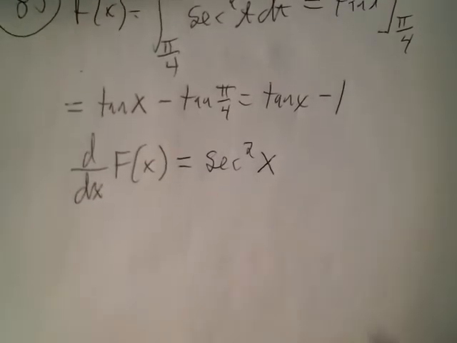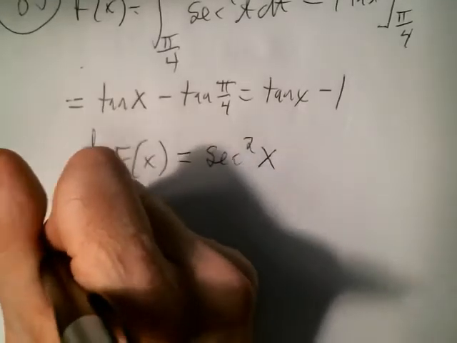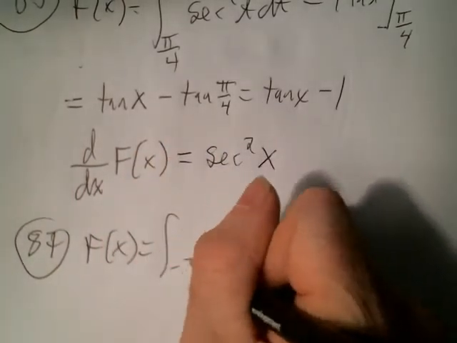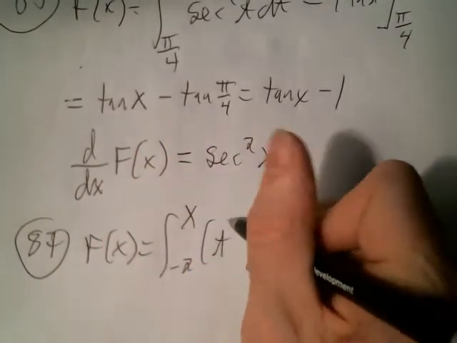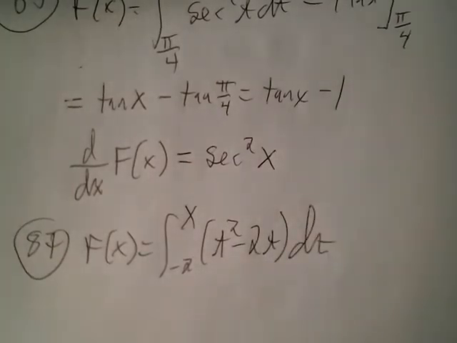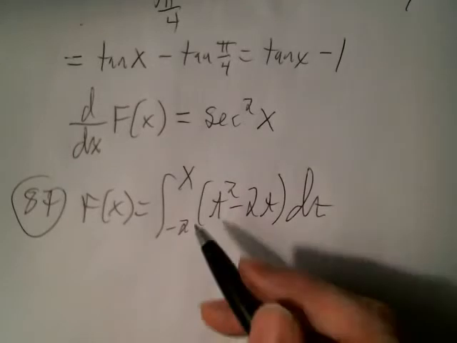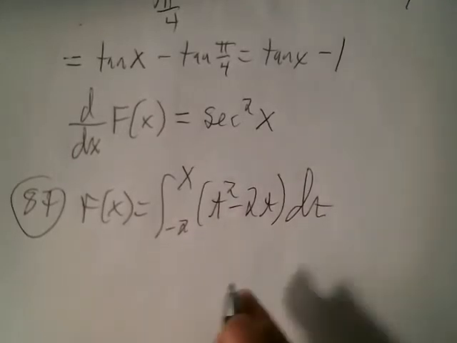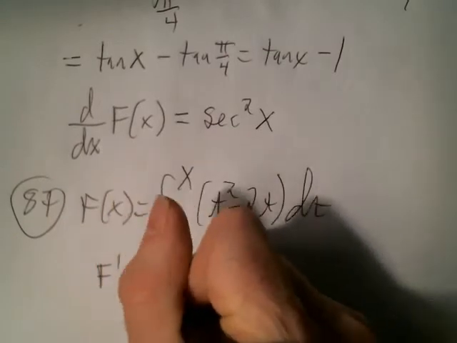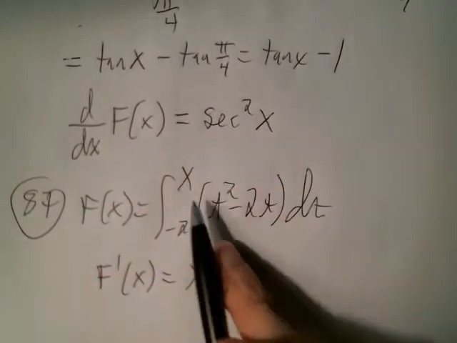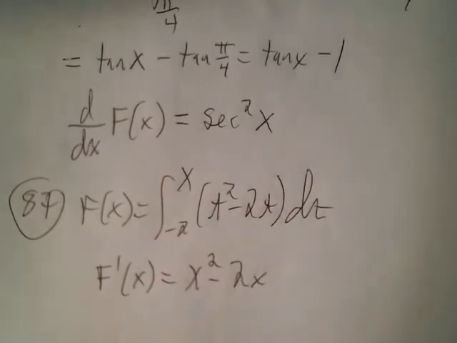Let's try another one. So 87, big F of x equals the integral from -2 to x of t squared minus 2t. And we want to use the second fundamental theorem of calculus to find the derivative of this function. So f prime of x clearly equals x squared minus 2x. You could literally just plug x into here, and there you go.